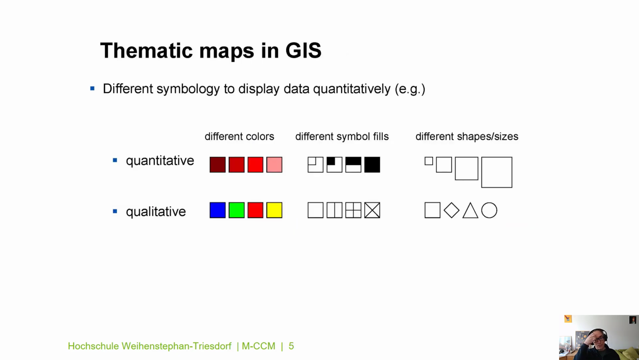If you have qualitative data, you can also use colors, but then maybe different colors for different categories instead of a color gradient. You can also use different symbols, symbol fills, and different shapes and sizes. This graph or this illustration is based on the work by French cartographer Bertin, and I highly recommend his work. He looked into these different variables for map presentation in detail and how you can use colors, symbols, shapes, and size to communicate quantitative and qualitative data.